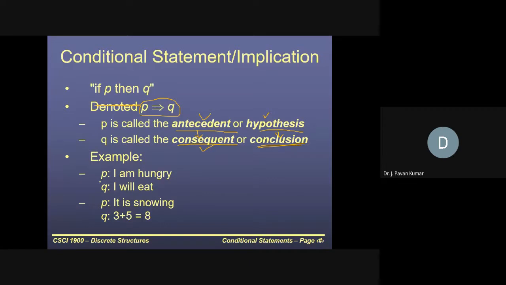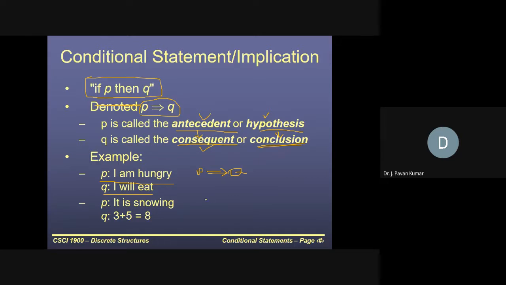Now you can consider the example. P is I am hungry, q is I will eat. So if I am hungry, I will eat. That is the statement. So p implies q is what we will use in that particular context. Whenever p is true, then q is also true. Or we can read it as if p then q. What does it mean? If p is true, then automatically q is true. That's the meaning.